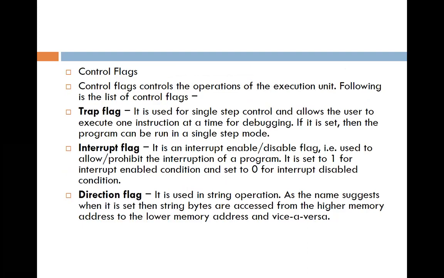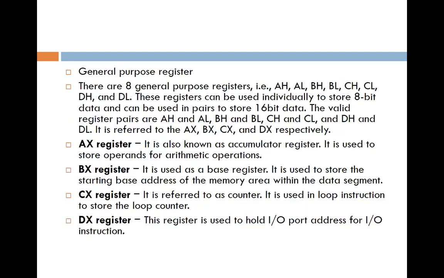Interrupt flag: it is an interrupt enable and disable flag. It is used to enable and disable the interrupt. It is set to 1 for the interrupt enable condition and set to 0 to disable the interrupt. Directional flag: it is used in string operations. As the name suggests, when it is set, string bytes are accessed from the higher memory address to the lower memory address, and vice versa.